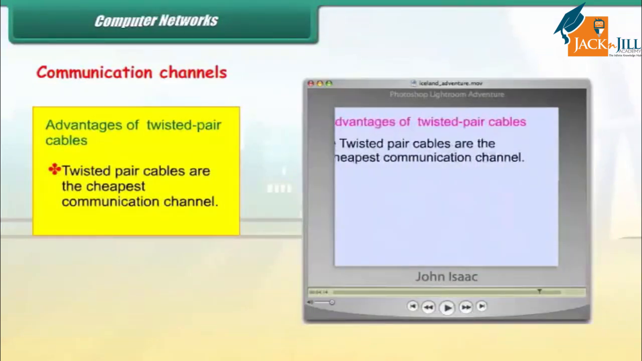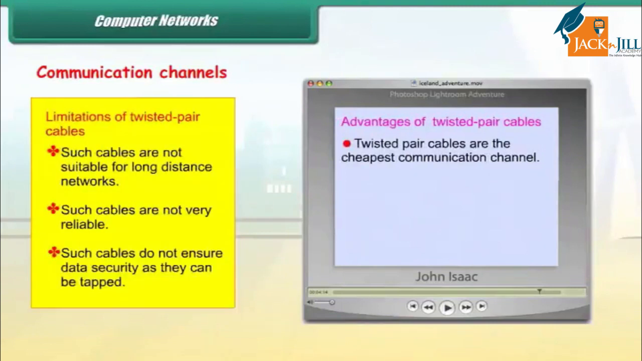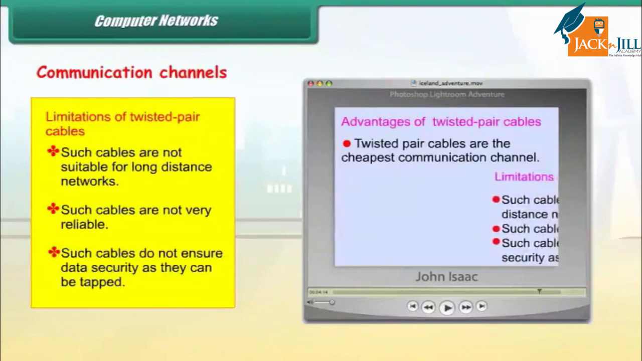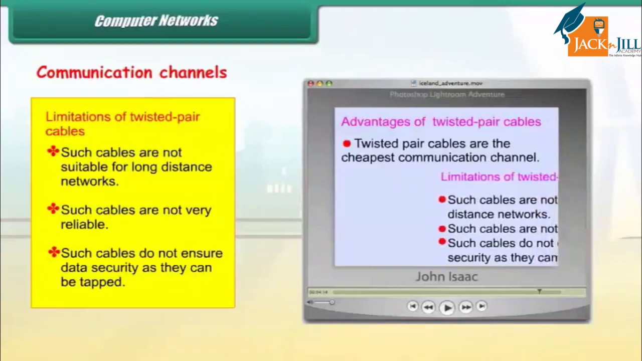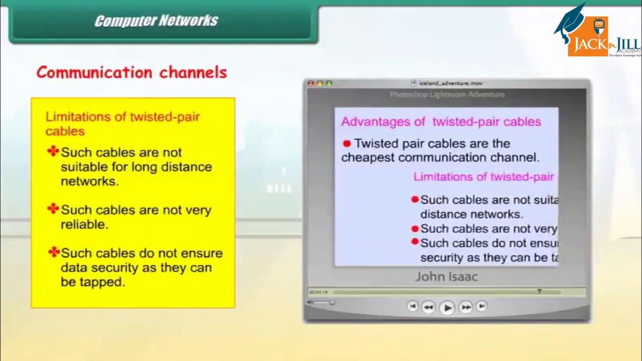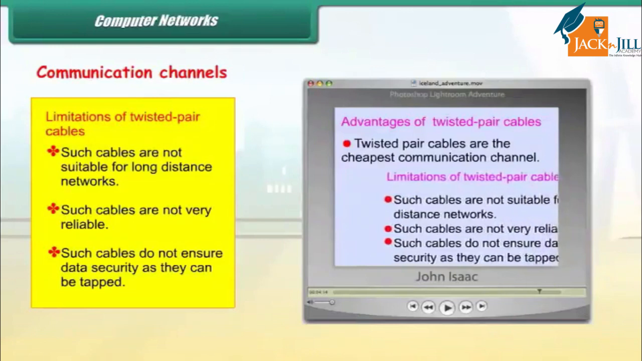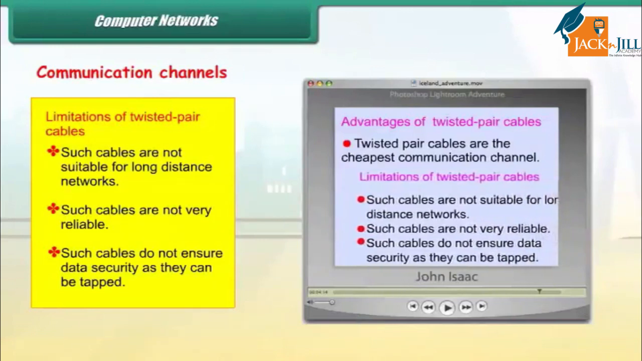Advantages of twisted pair cables: twisted pair cables are the cheapest communication channel. Limitations of twisted pair cables: such cables are not suitable for long distance networks. Such cables are not very reliable. Such cables do not ensure data security as they can be tapped.